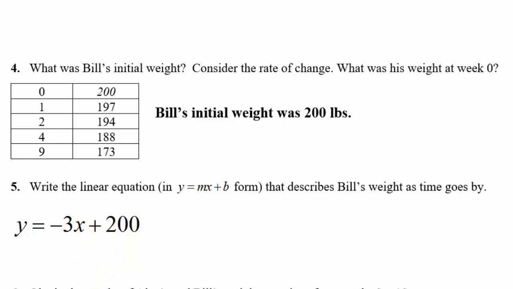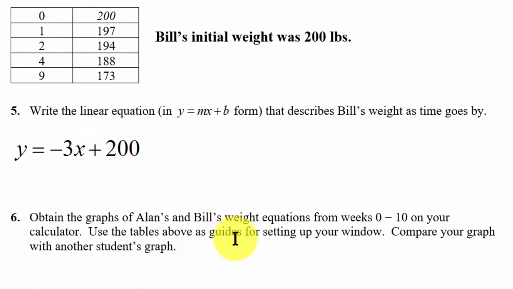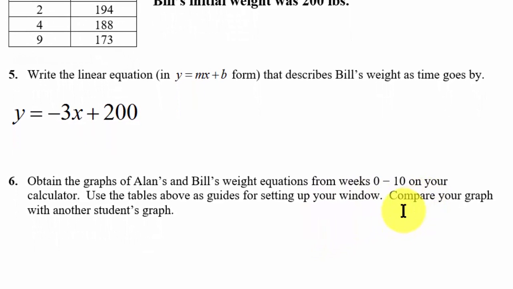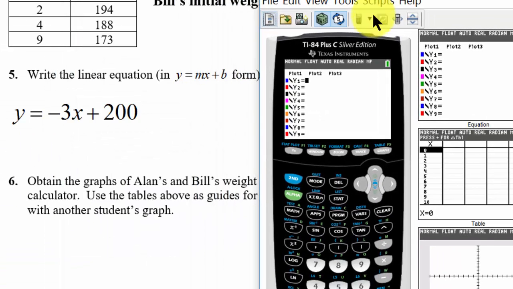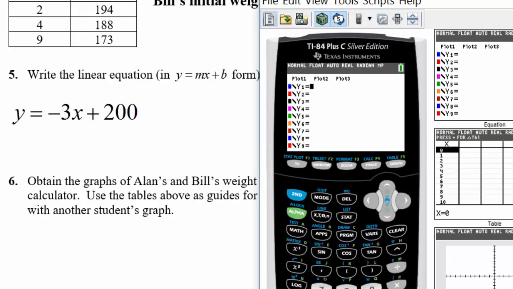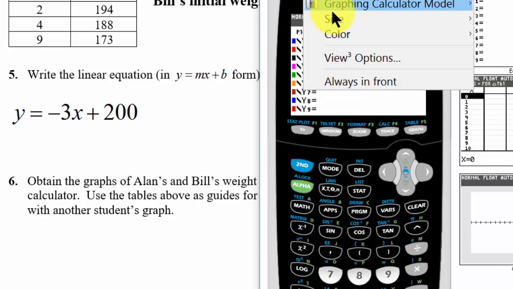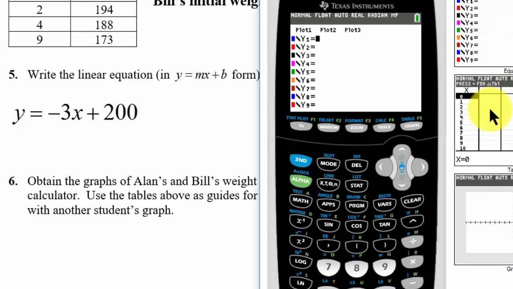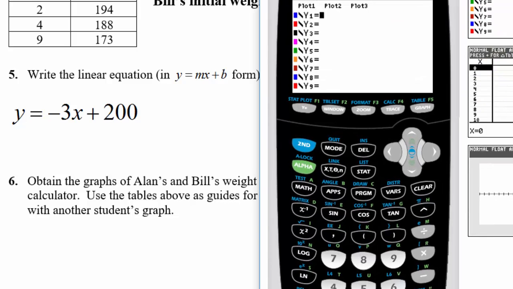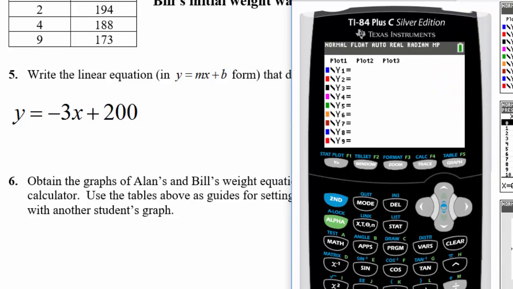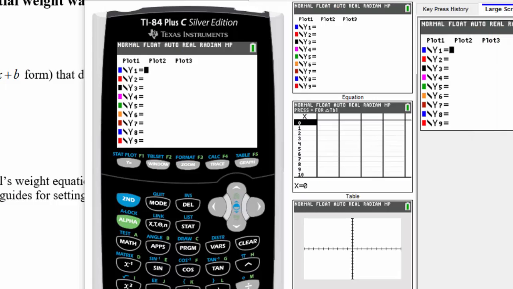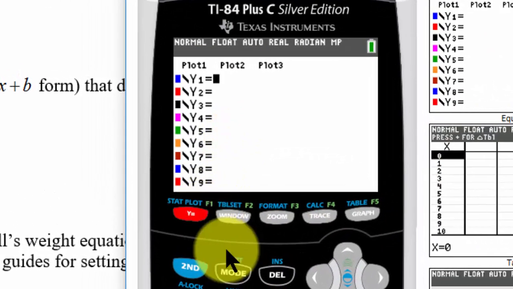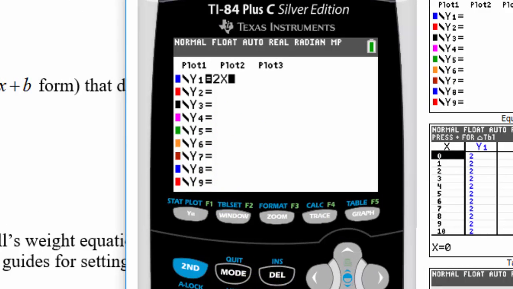Question 6 says obtain graphs of their weights from weeks 0 to 10 on your graphing calculator. So we have to open up our calculator. And let's see if I can make this a little bit bigger. Let's see, size, we'll try large. That's not much bigger. Okay, so Alan's weight, I think I wrote that down on a separate piece of paper. Right, Alan's weight was y equals 2x plus 160. So under my y1, I'll type in 2x plus 160.